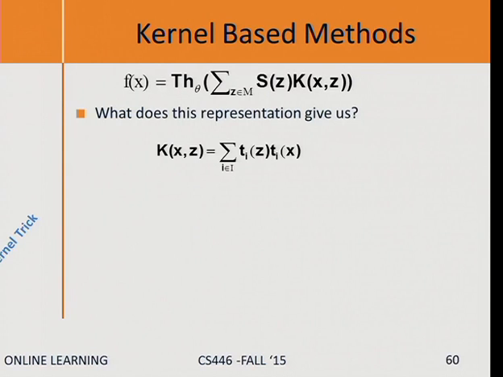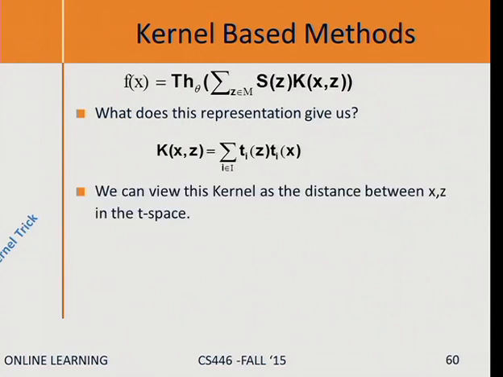So what is this representation giving us? So far, you can say nothing. But it's important to think about this as a distance, if you want. So this is really a distance function between x and z. Every time you see a dot product, you can think about it as a distance function between vectors. Specifically here, this is a distance function in the t space.